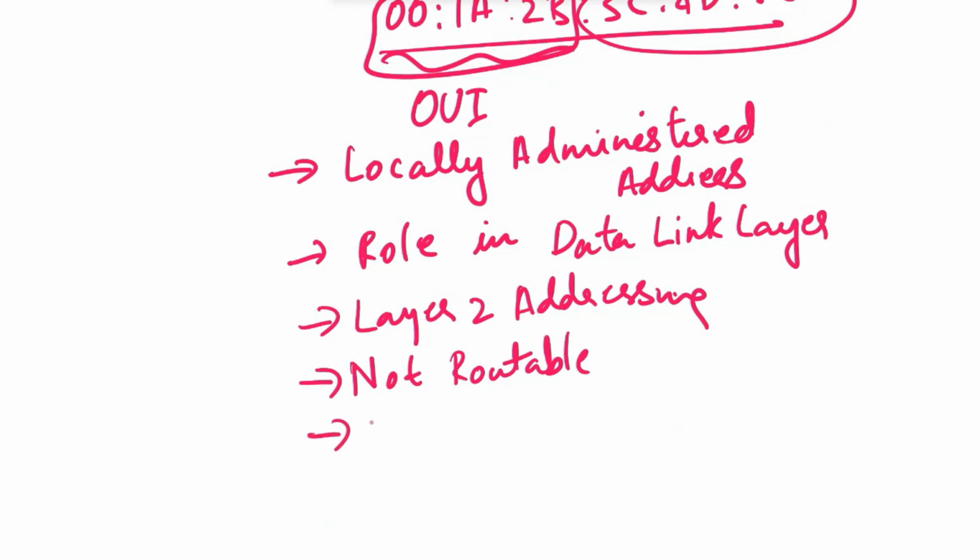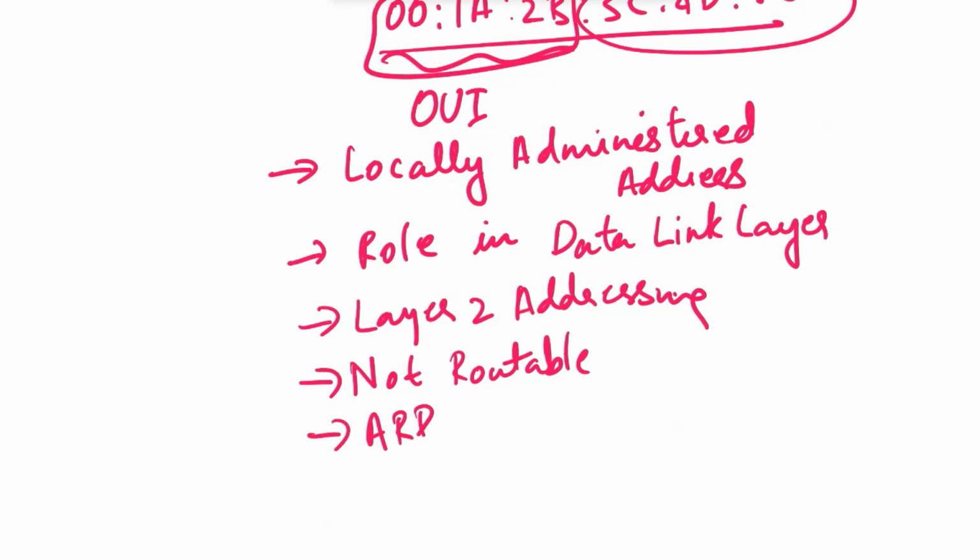Then another aspect of MAC is ARP, that is, like we discussed, Address Resolution Protocol. This is used to map an IP address to its corresponding MAC address on the local network. This mapping is crucial for devices to communicate within the same network segment.